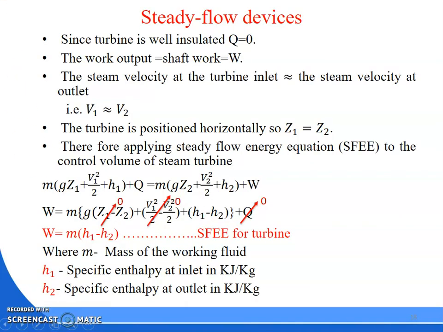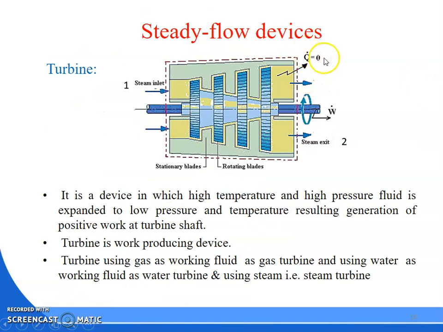See, for this turbine Q dot is equal to 0. Q dot equal to 0 means the turbine boundaries are insulated. So if the turbine boundaries are insulated, that means what is there?